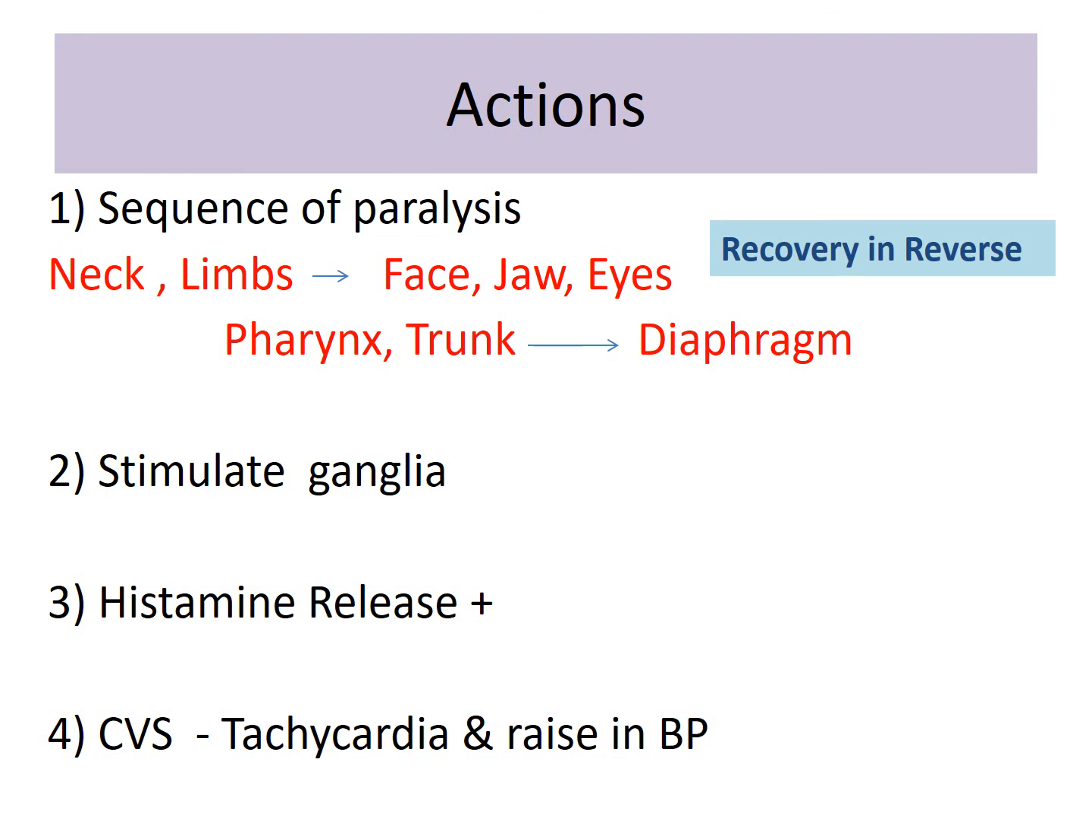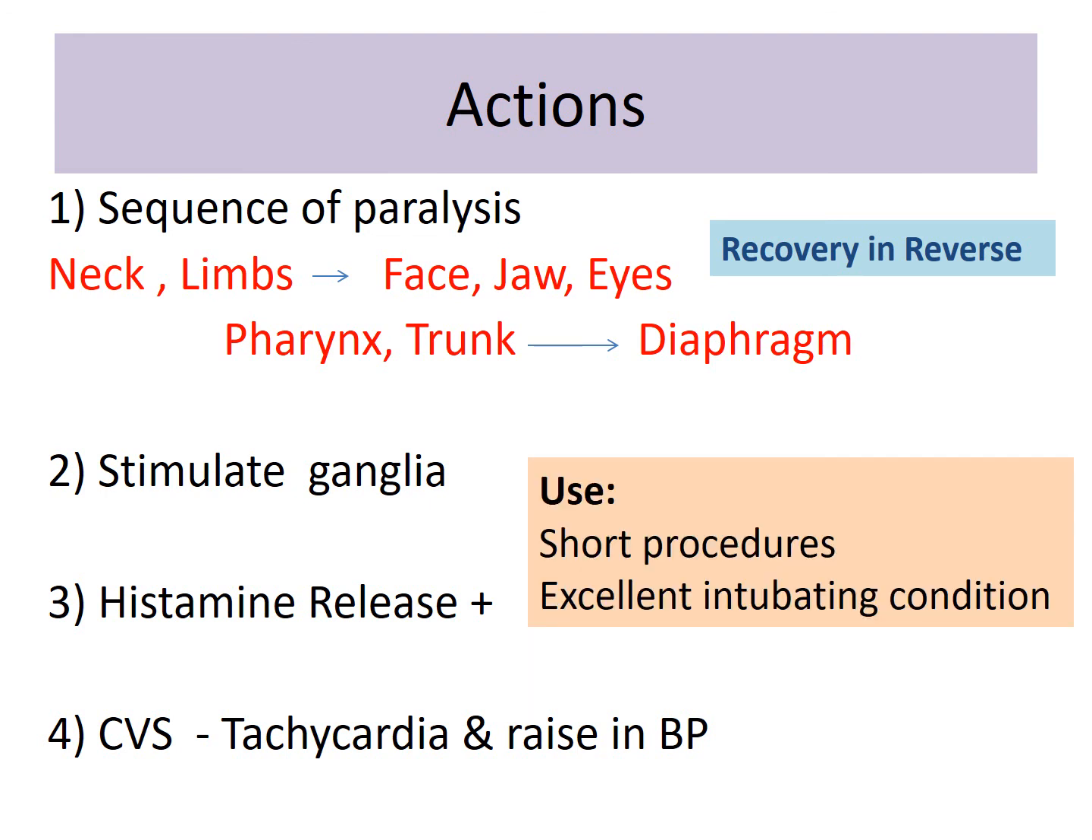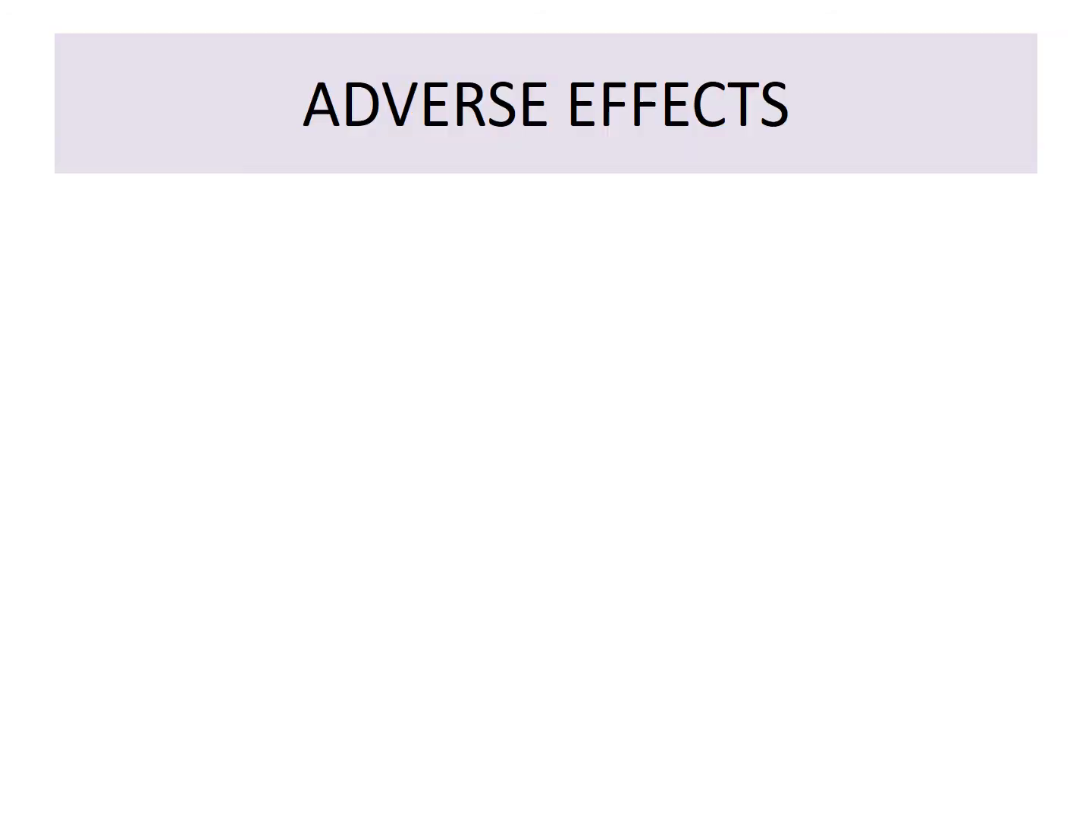This is not blocking. And succinylcholine also causes histamine release. Because of its stimulation of the autonomic ganglia, it leads to tachycardia and rise in BP, and histamine release does not give that much fall in BP. So the predominant effect is a rise in BP as well as tachycardia. It is mainly used for short procedures and for quick intubation.